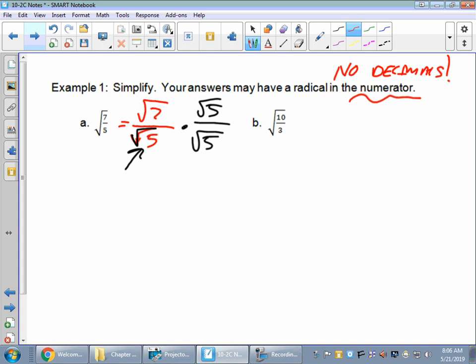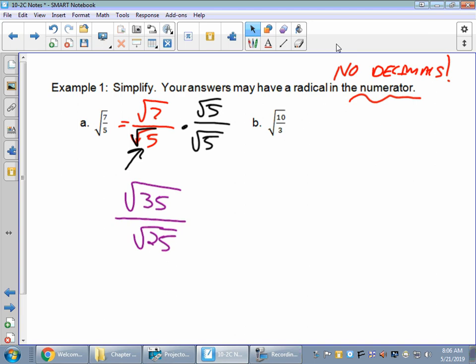On the top, square root of 7 times the square root of 5. Well, remember, with the product property, we can multiply those together and get the square root of 35. And down at the bottom, square root of 5 times the square root of 5 would be the square root of 25. And now we know that on the bottom here, the square root of 25 is 5. And so that would be in our denominator.